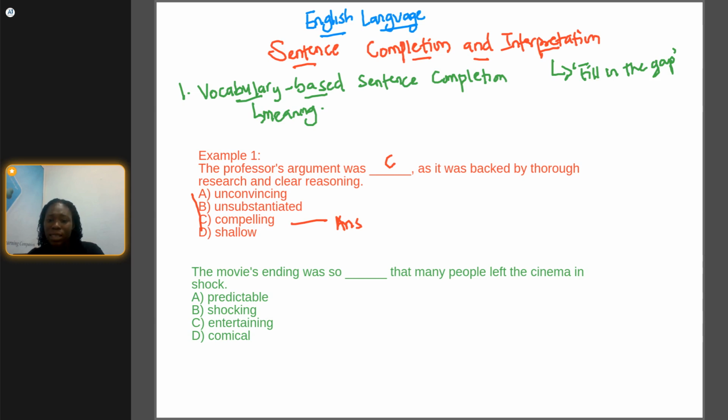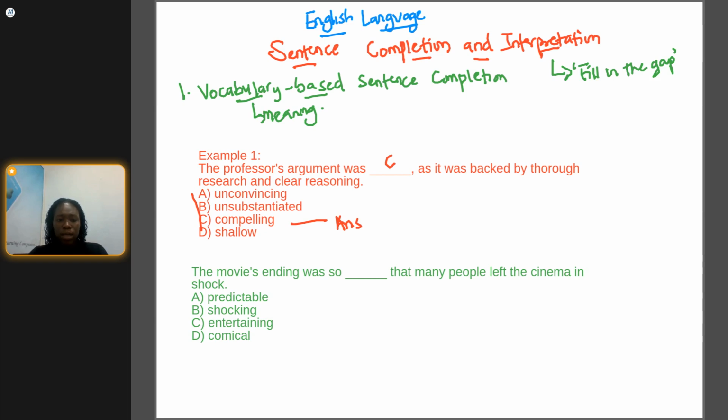or the book that they're reading, there's no need for them to go all the way. There are some people like that. Once they can predict a movie, they stop watching it. Once they can predict novels, they stop reading them. So we can say that maybe predictable is the most appropriate option if the sentence had ended at cinema. But it says that many people left the cinema in shock. So why would they leave the cinema in shock?